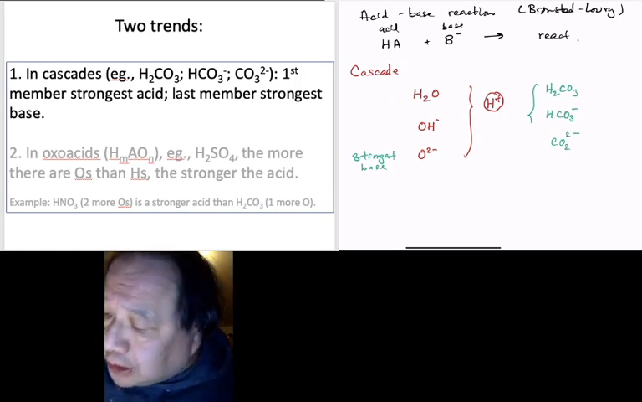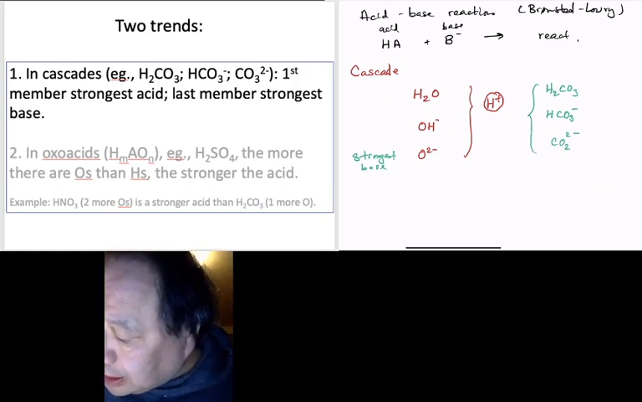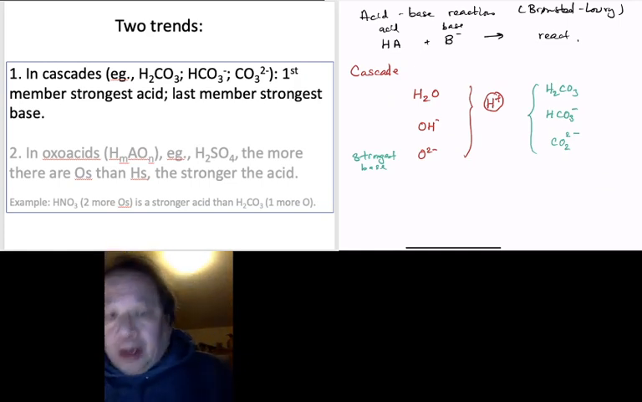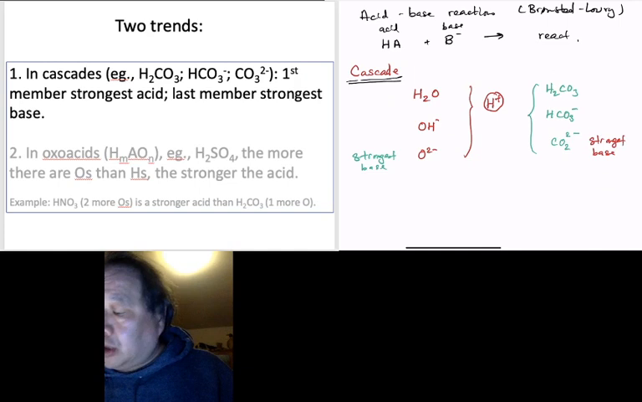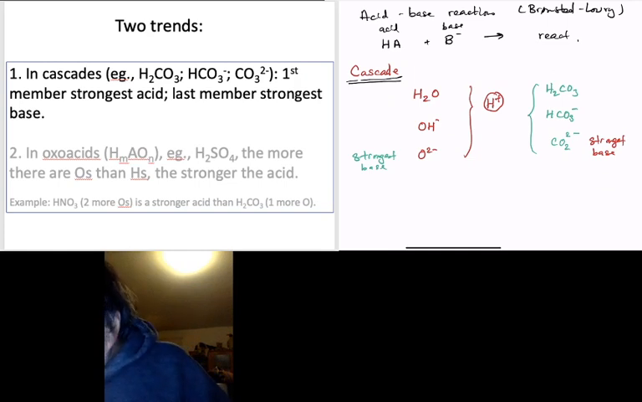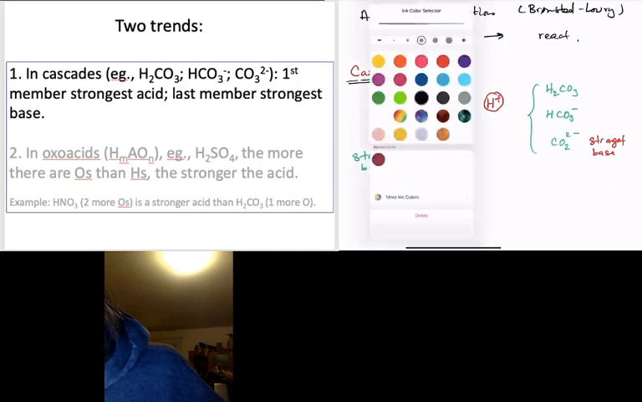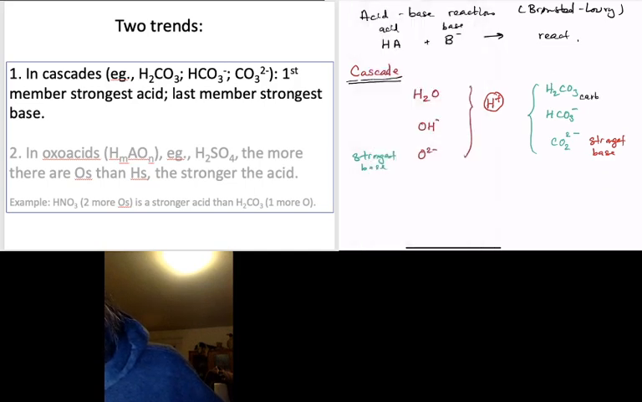So in a cascade, we take a compound and we successively remove H+, and we get stronger and stronger bases. And in the same way, we can ask which of these three is the strongest acid, and they have names. I'll give you the names. This is carbonic acid. The name will give it away. Carbonic acid. This is bicarbonate. And this is carbonate.